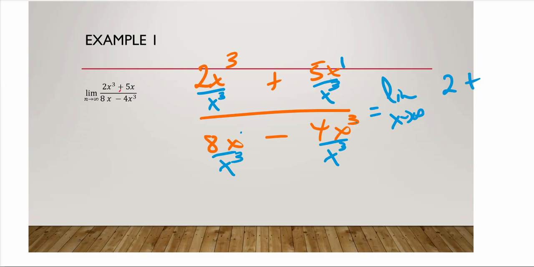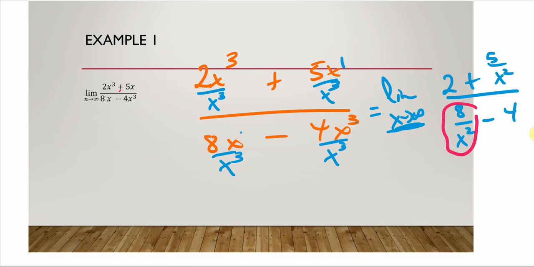One of them cancels, so I'm going to be left with 2x divided by 8 over x squared minus 4. Well, remember what we said. As x gets larger and larger and larger, this is going to go to 0. So that's going to go to 0, and this is going to go to 0.